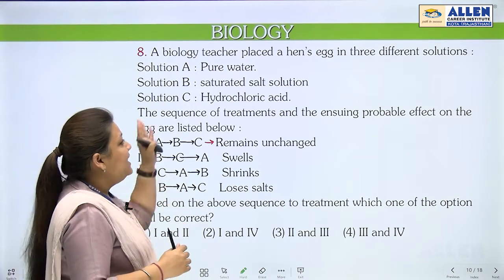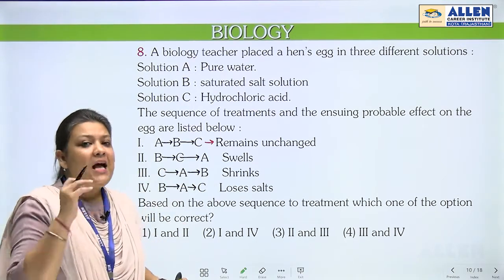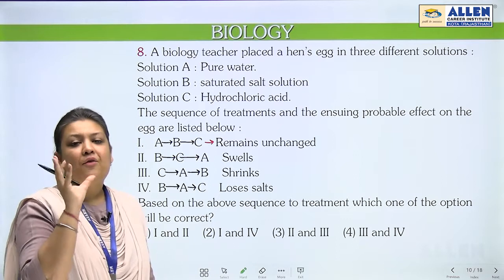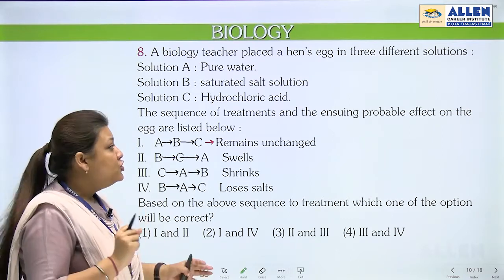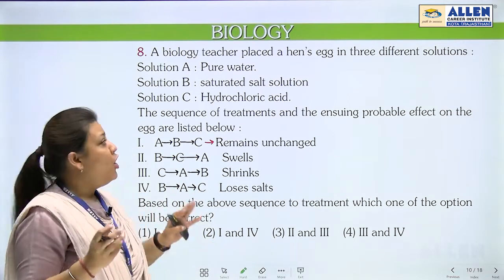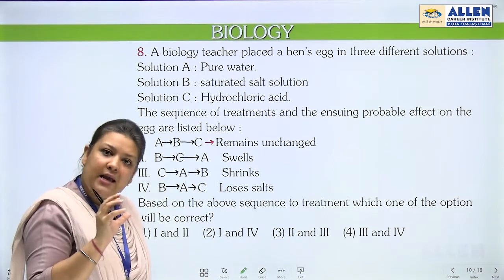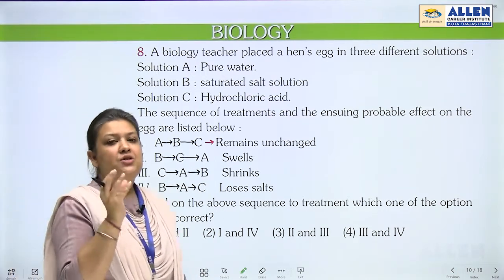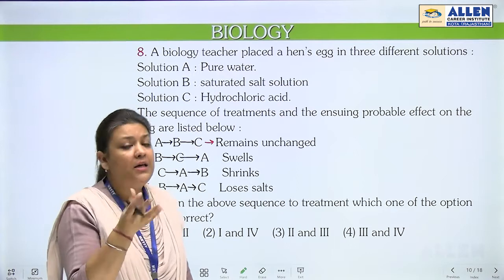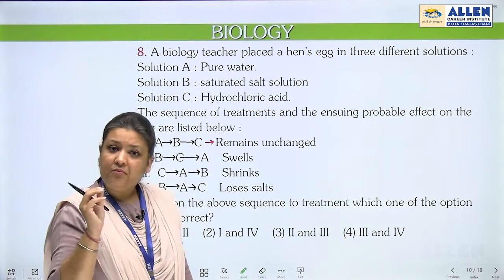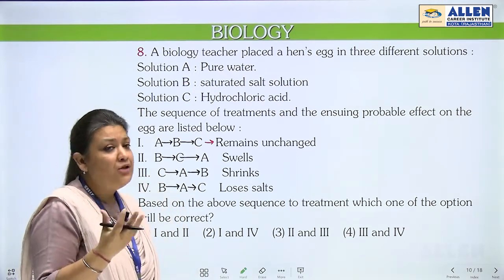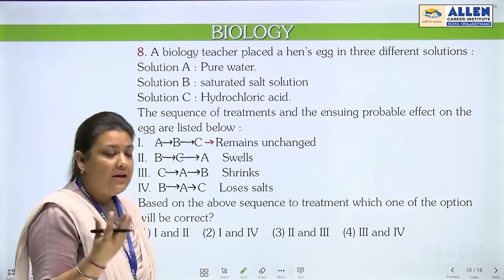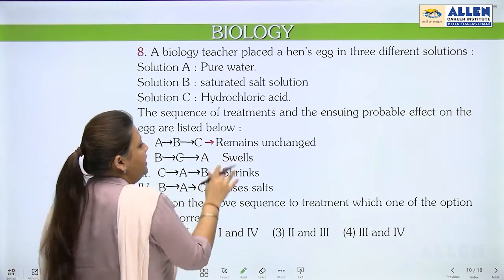Now, but when it was placed in hydrochloric acid, this acid is going to dissolve the shell of the hen's egg. Is it clear? So, yes, there will be an effect of hydrochloric acid on the hen's egg. This is going to dissolve the shell of the egg. So, this first one is incorrect.